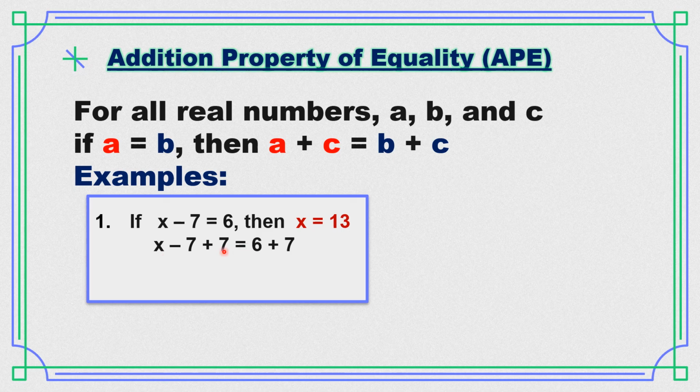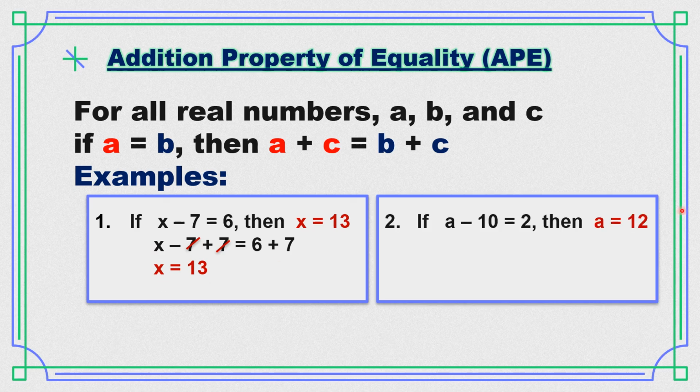Tapos, kung ano yung dinagdag mo dito, dapat idadagdag mo rin dun kay B o yung nasa kanan natin. So, plus 7 to, dapat mag-add ka ng plus 7. And then, negative 7 plus 7 is cancel na po yan. So, 0 na yan. Ang matitira na lang na sagot ay x is equals to 13. So, 6 plus 7, 13. Tapos, i-bring down mo lang yung x, kaya ito po yung naging sagot.